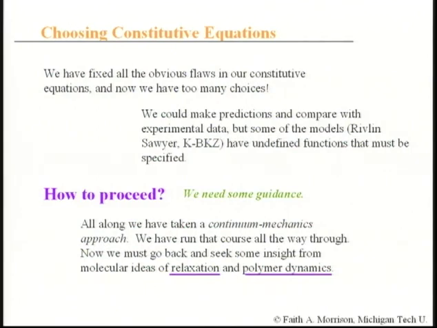All right, so we're overwhelmed. Here's a summary of where we are. We've fixed all the obvious flaws, and now we have too many choices. Okay? We could make predictions and compare with experimental data. Some of the models, for instance, the Rivlin-Sawyers, have undefined functions that we'd have to figure out. It's a little bit too much. It's really a little bit too much, because there are so many degrees of freedom in the problem. We've learned a lot, but it has not led down into a chute of just one equation that we're happy with, that we now understand.